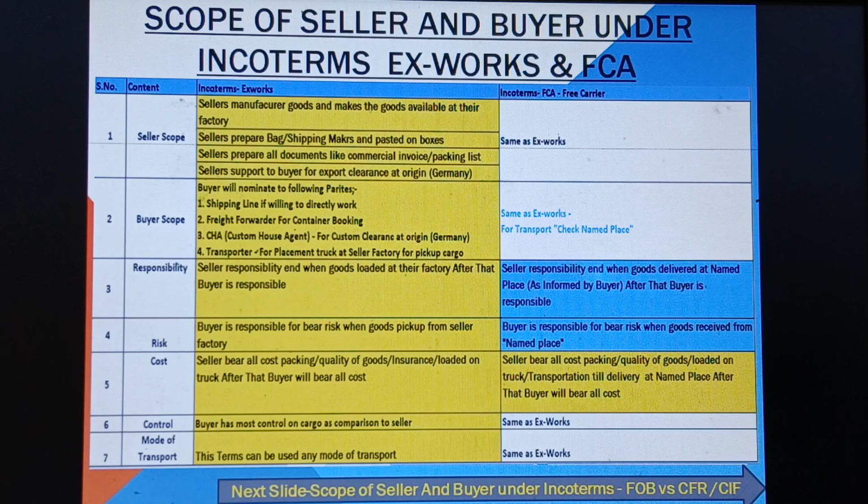This is also the scope of work under Exworks and FCA. This is also an important interview question everyone will ask if you go to any company. So this is most important, you need to understand it better. So this is the difference. I show you serial number, content, Incoterms Exworks and Incoterms FCA, free carrier. What is the difference, guys?